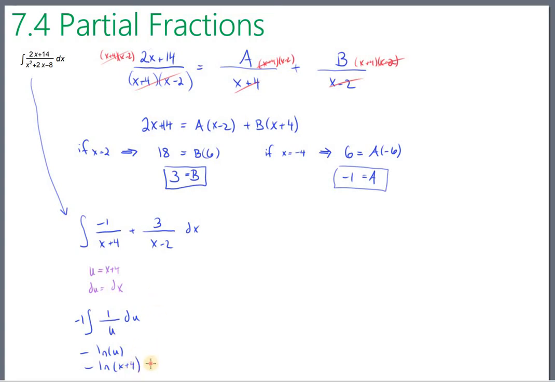Could do the same thing with the other one. It's going to turn into 3 natural log of x minus 2. And don't forget plus c on the end. Okay, and we're done with that one.